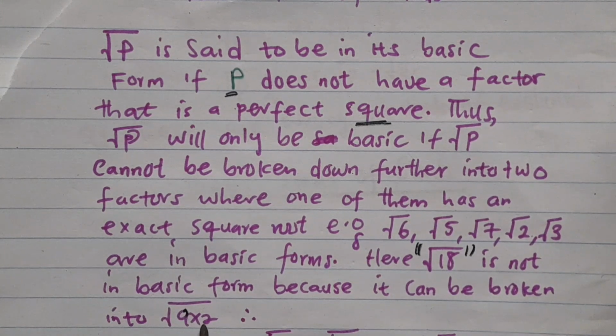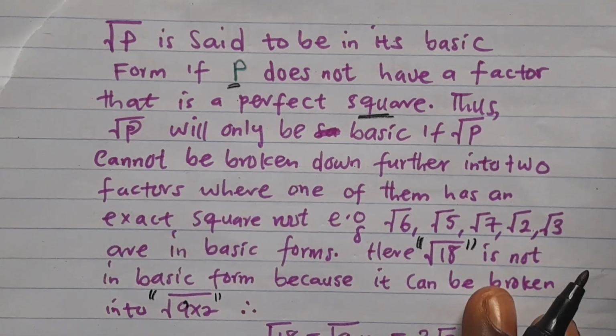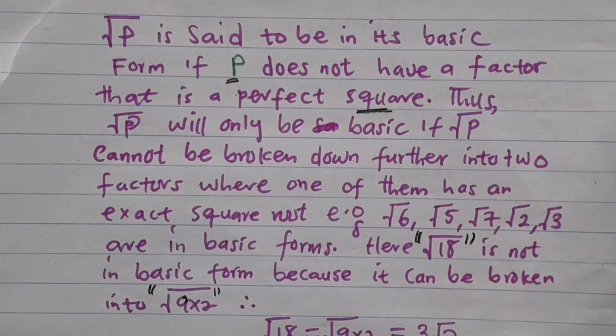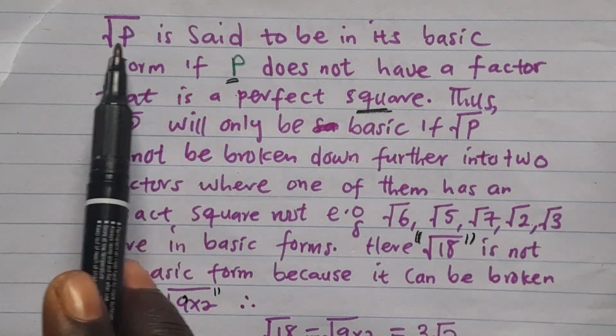Here, square root of 18 is not in basic form because it can be broken down into square root of 9 multiplied by 2.